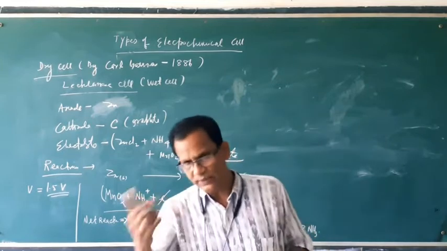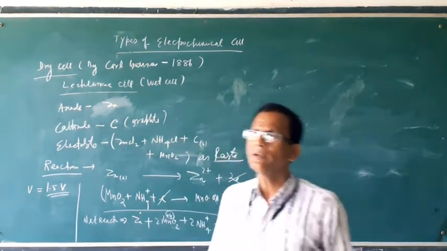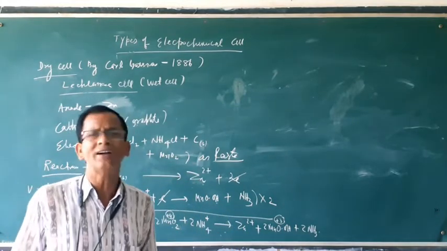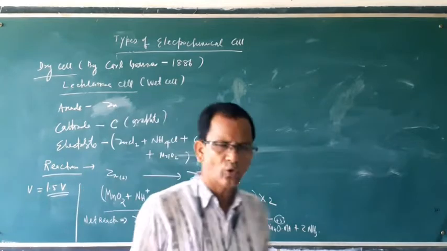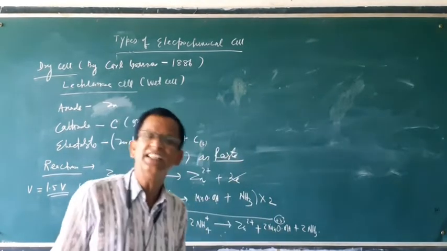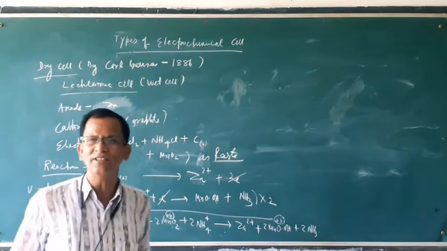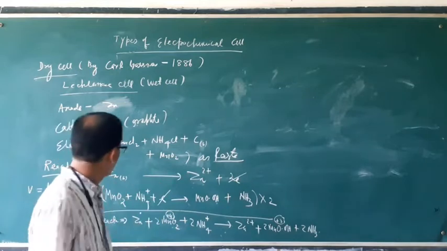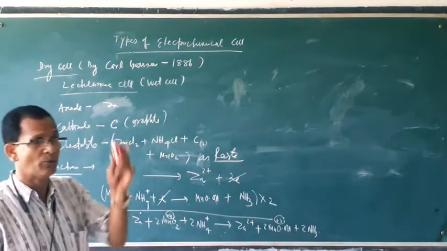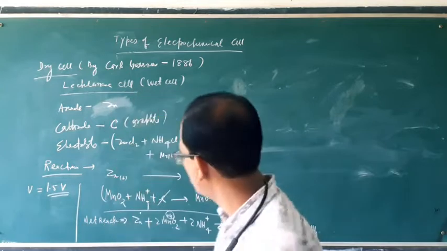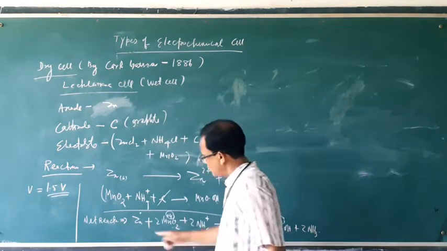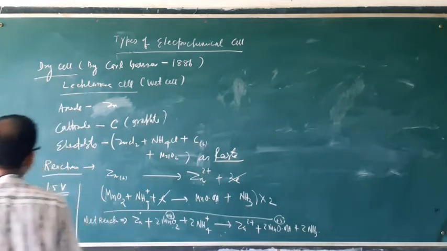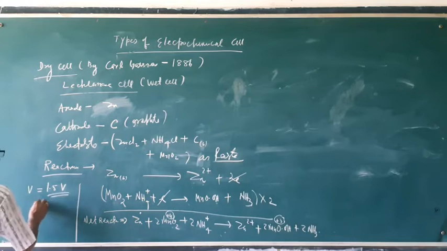But in the white ordinary battery, for a long time it will show leakage and is easily rusted. The outer part will be easily rusted. That's why the other one is better. But the voltage is the same. How much? 1.5 volt. But the question is, is the 1.5 volt constant? The answer is no. This 1.5 volt fluctuates.